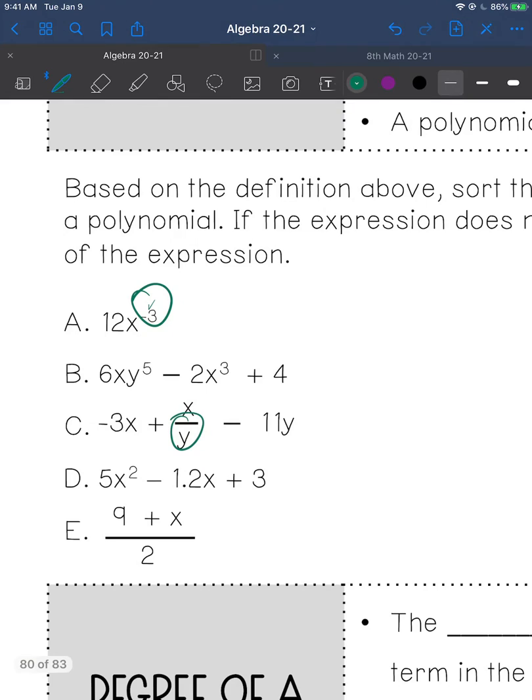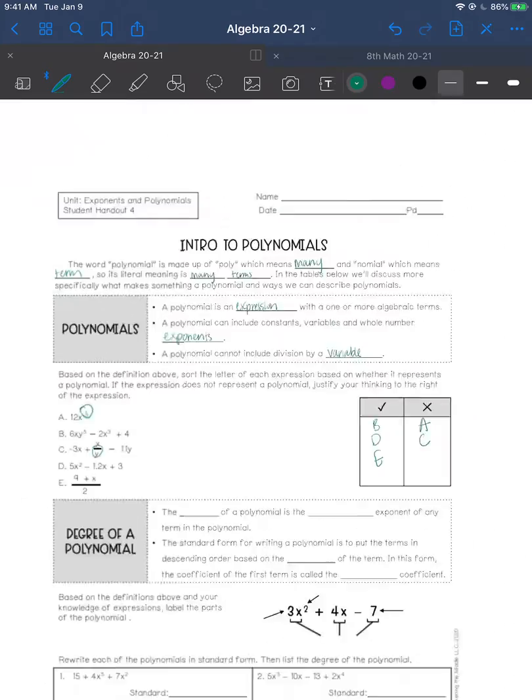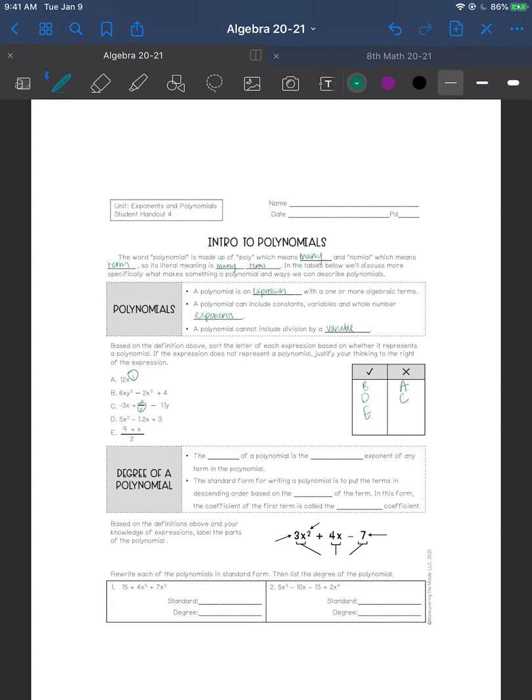Do we see anything wrong with D? Nope. D's good. D is a polynomial. What about E? Is it a polynomial? It is. Like I said a little bit ago, it can be divided by a constant. It just can't have a variable in the bottom. So yes, D and E are both polynomials.